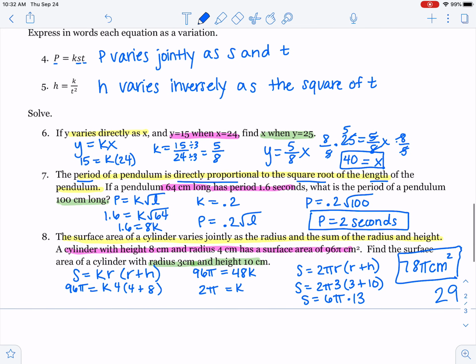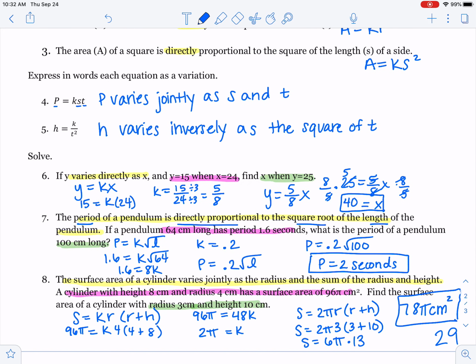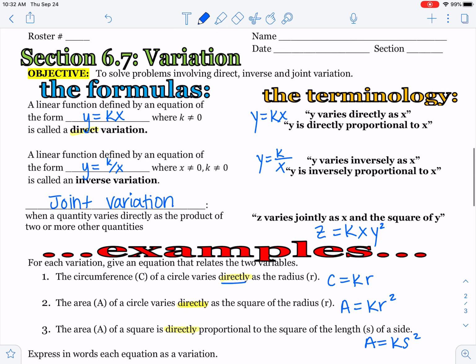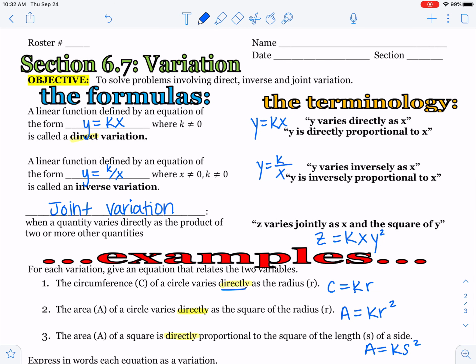So if you need a little extra practice with that terminology, there is a blank worksheet and one with my solutions if you want to look through any of those, again, before your Chapter 6 test. This concept is not on your quiz, it is on your Chapter 6 test.